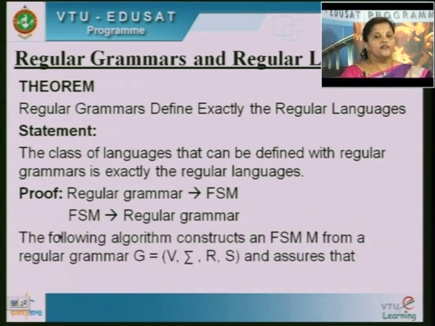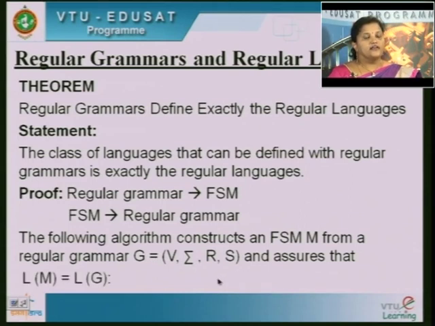So this is the algorithm which constructs an FSM. All the proofs here we will do by construction. This algorithm constructs an FSM from a regular grammar G equals (V, Sigma, R, S), and ensures that L(M) is equal to L(G). That means the language accepted by the finite state machine should be equal to the language which is accepted by the grammar.